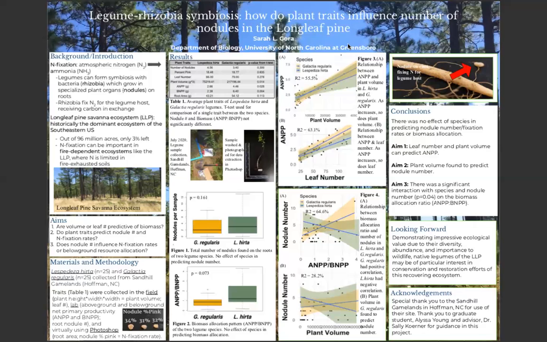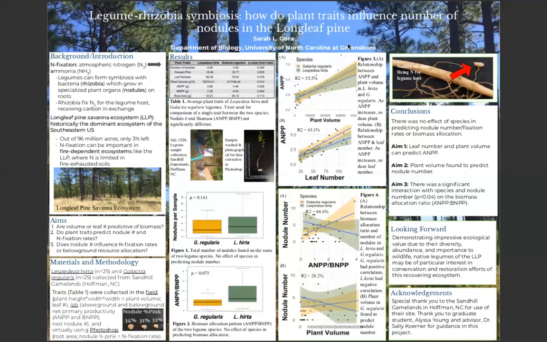In my graphs, we have Lespedeza hirta in green, and then we have Galactia regularis in yellow. Figure 1 is showing the total number of nodules found on the roots of my 2 legume species. My p-value is 0.161, showing that there was no effective species found in predicting nodule number. Figure 2 is showing the biomass allocation pattern with a p-value of 0.173. There is no effective species in predicting the biomass allocation.